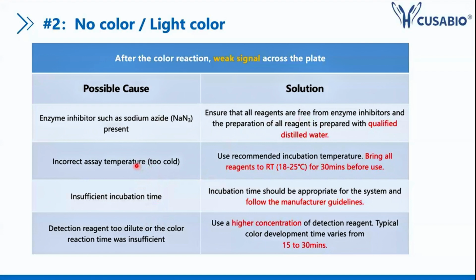For example, the assay temperature, the incubation time, the color reaction time, and even the concentration of your detection reagent will all affect your result, giving you no color or light color. One tip: before you start your experiment, bring all your reagents to room temperature for 30 minutes before you use them, but be sure not to leave them at room temperature for a long time.